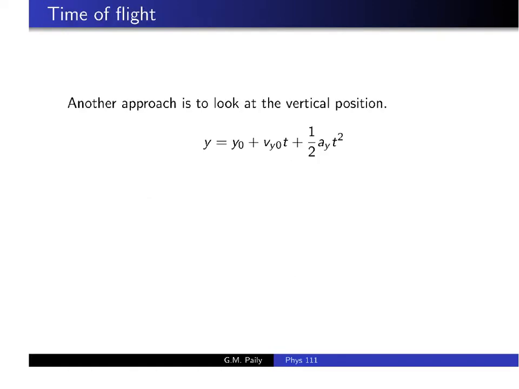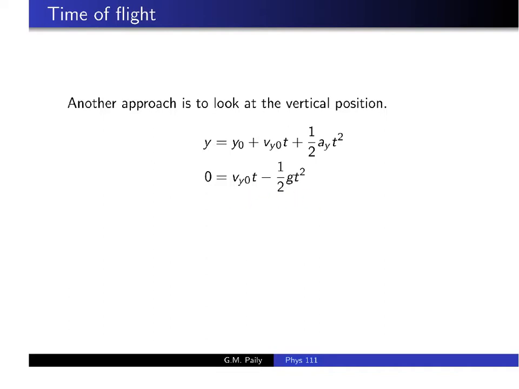Let's look at another way to find the time of flight. Here is an expression for y as a function of time related to the various constants. If we assume that the launch height and the landing height are the same, then we can cancel y and y naught, and that leaves us with this equation. However, y is equal to y naught at the end of the flight, and so this t that we have here is the time of flight.